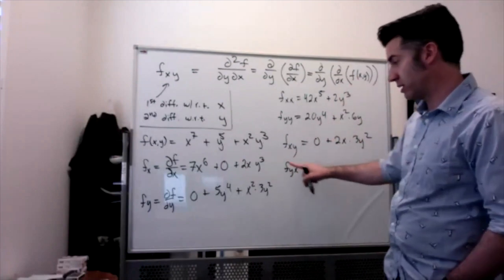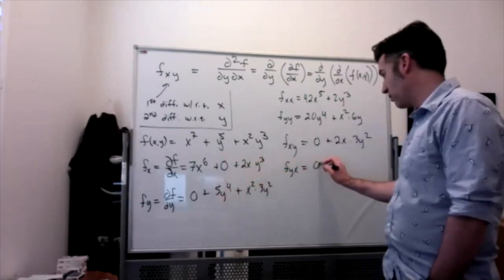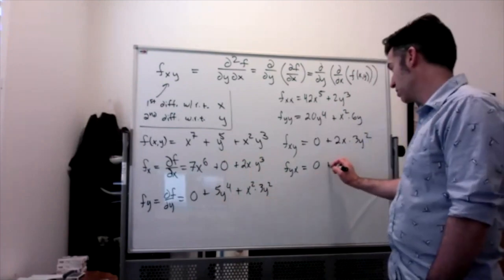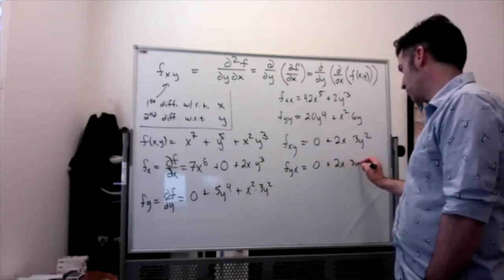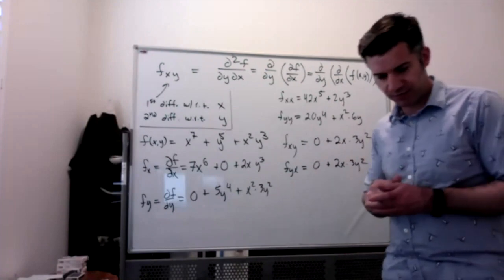So fyx, we take the derivative of this with respect to x. The derivative of 5y to the 4th is 0. And the derivative of x squared times 3y squared with respect to x is going to be 2x times 3y squared. Check. Check.